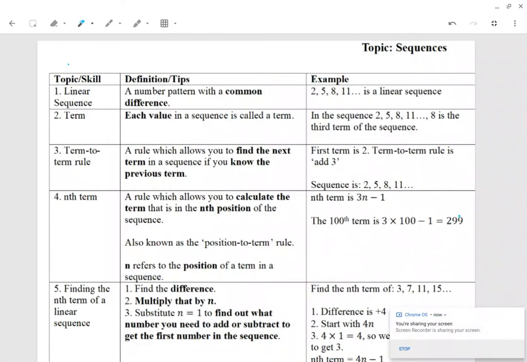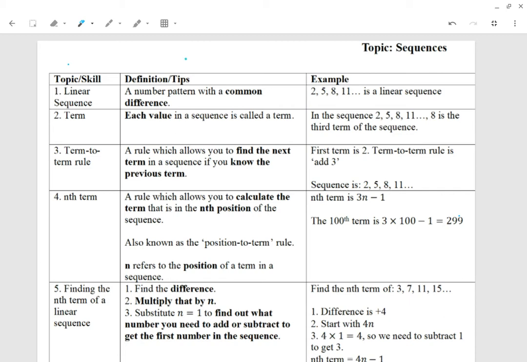Hi guys, so in today's video, I'm going to go through the knowledge organizer for the topic sequences. Now, you need to use this before every sequences lesson and during every sequences lesson because this will help you understand the lesson better. And you can use this when you're revising as well, because when you look back at this knowledge organizer, all the information of the whole topic is on one A4 page, and by looking at it, you will remember the lesson and the topic for longer.